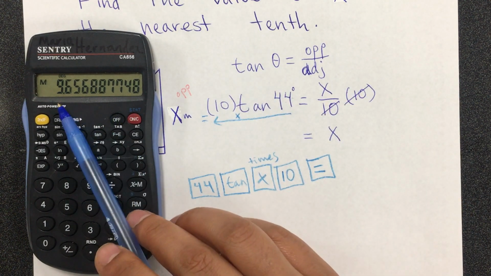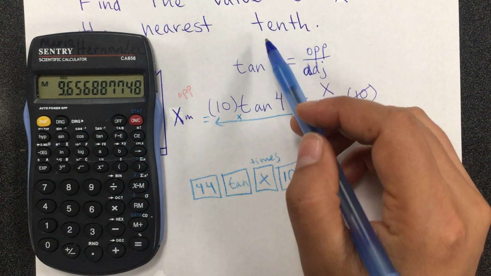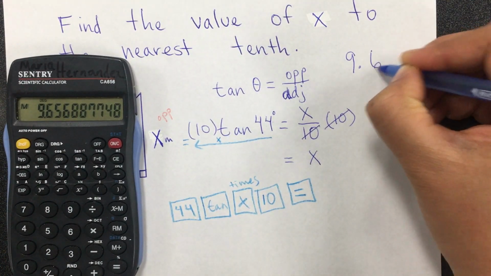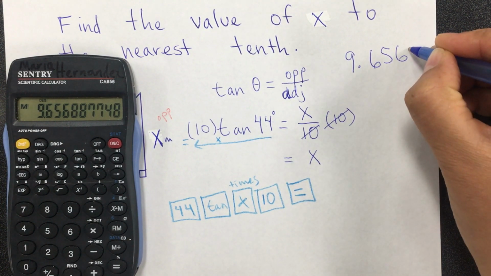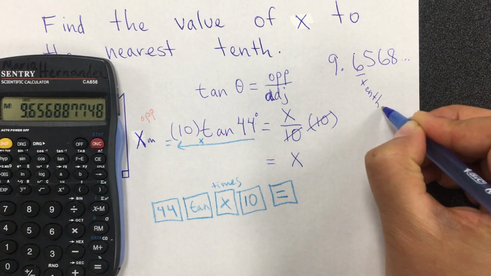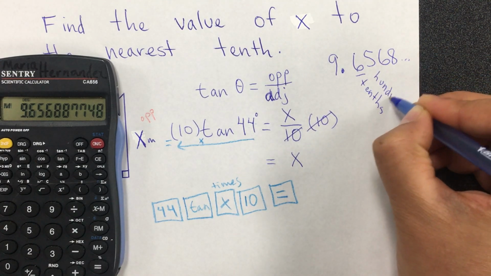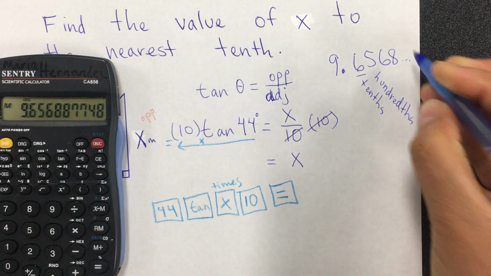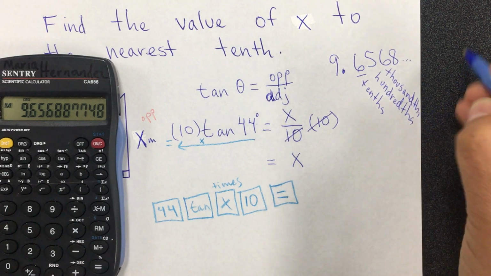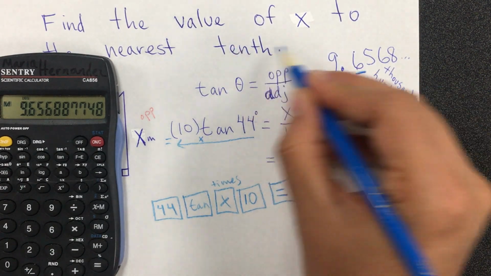Now in here it says 9.65688, etc. But remember that you have to round to the nearest tenth. What does that mean? Let me write it in here. It says 9.6568, and then it goes on. This is tenths. The first after the decimal point is tenths, then it's hundredths, then thousandths, and then ten-thousandths. But in here, they want us to round to this place value, the tenths value.